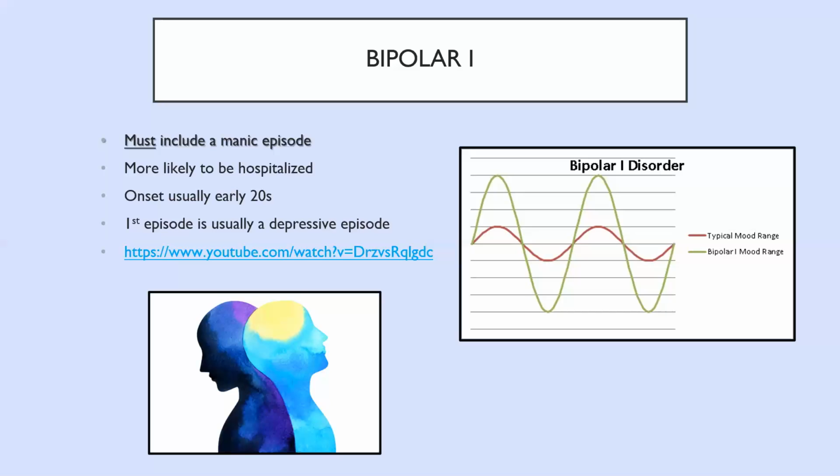And again, for bipolar 1, there has to be a fully manic episode. So you can see in this graph on the right, if the red line is a typical mood range, and again, I'm sorry if any of you are colorblind because I'm realizing some of these things will not look like anything. But if you're not, the red line is a typical mood range. We all have some ups and downs. It's not going to be perfectly flat. And then the green line is bipolar 1. So it goes all the way up past a typical positive mood to mania, and then falls all the way down to a depressive episode and can go back up and down.